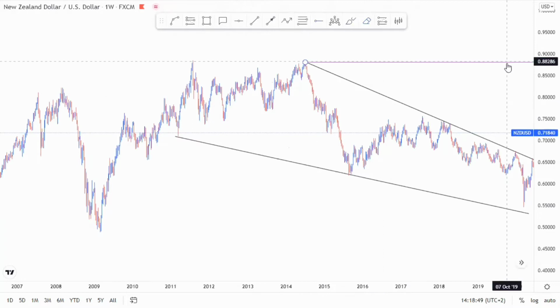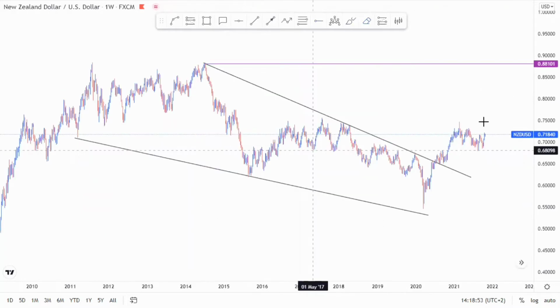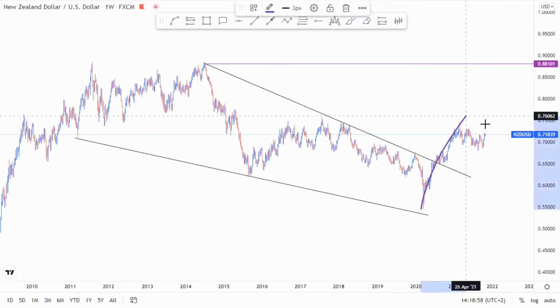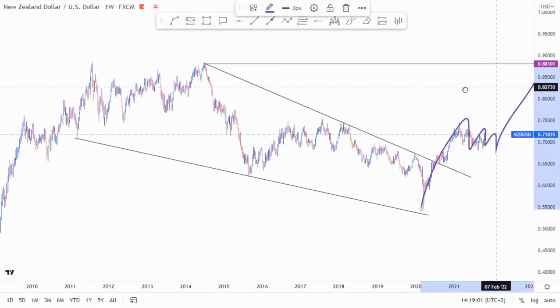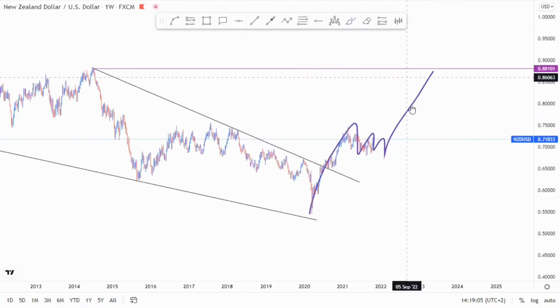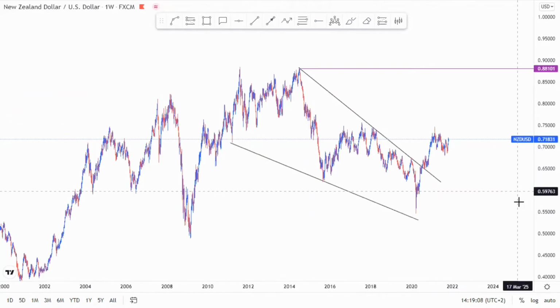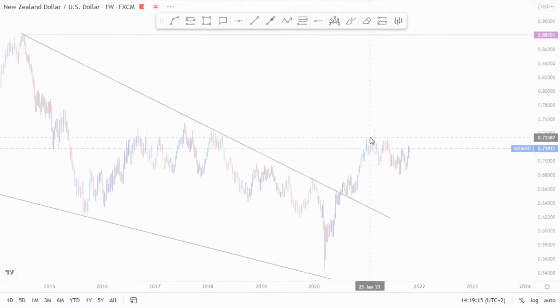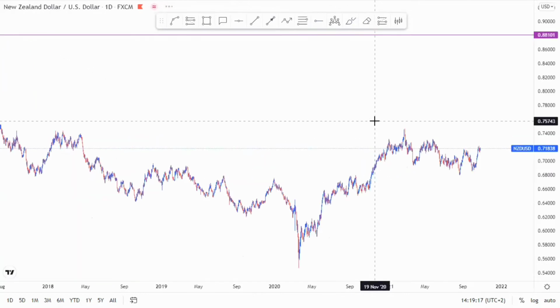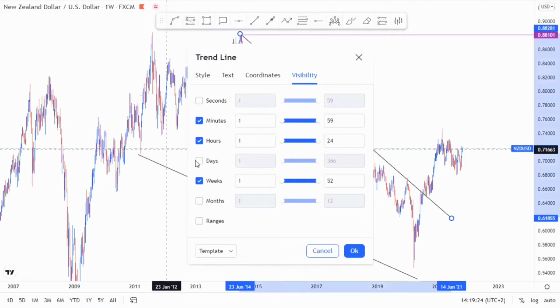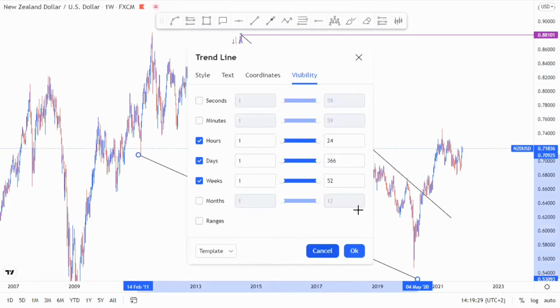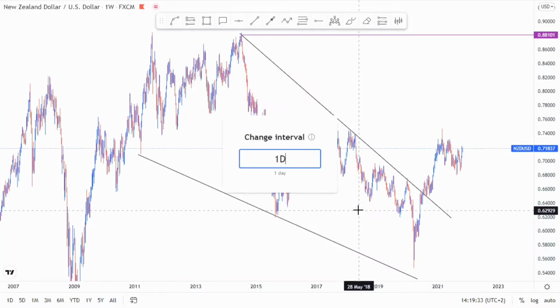There's the high of this pattern. So we expect price to go to the upside to this point here. So something similar like this, impulse, correction, impulse to the upside to complete the 90% rule. So let me dive to the 1 day time frame. Oh, I forgot to do this. Let me just change the settings of my trend lines so that you can include the daily and not the minutes time frame. So let me go to the daily time frame.